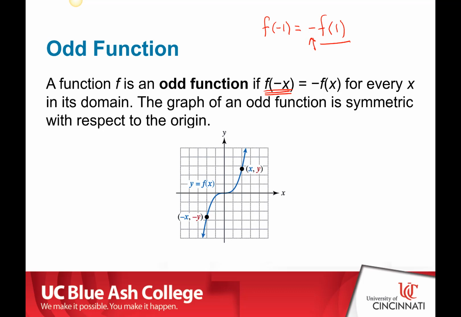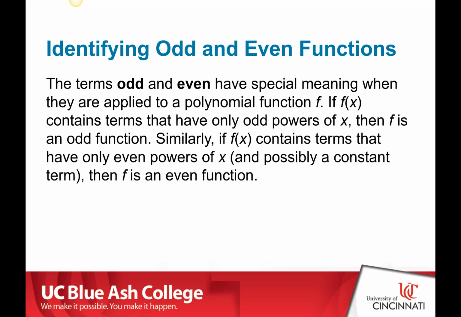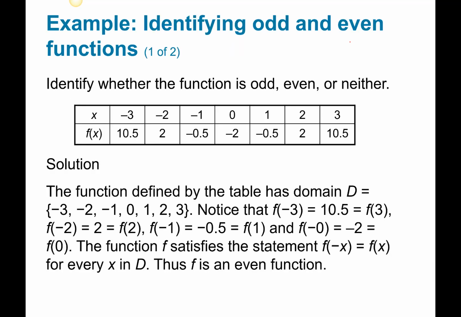So you want to be careful. Even functions, odd functions. Know that there are two different types of symmetry. The graphs are going to be different. The one's going to be symmetric around the y-axis. This is going to be symmetric around the origin. That means you spin it 180 degrees. Okay? So there's the difference even in the odd functions.